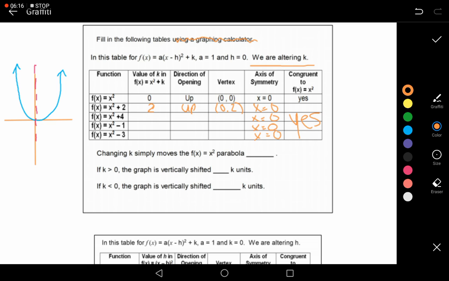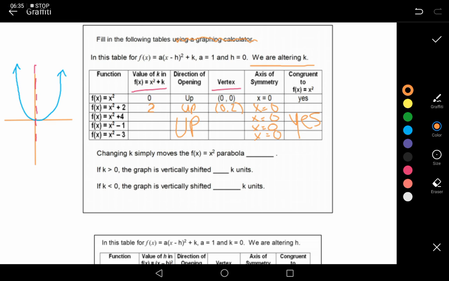Okay, and like I said, the direction of opening is always going to be up because those are all positive numbers. So I can fill that in as well. Okay, so there's really only 2 things that are changing here. So we can basically ignore those 3 columns and just focus on the 2 that I'm going to underline here.